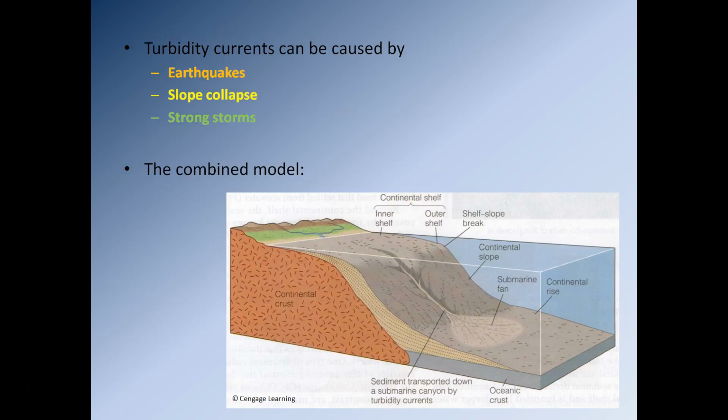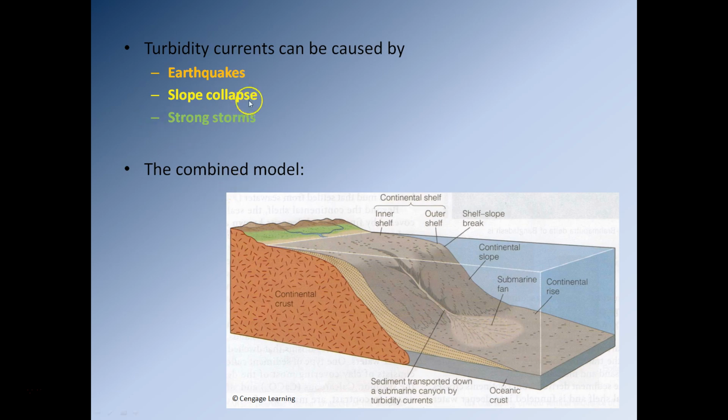So what's actually going to cause these turbidity currents? What's going to make them happen? Well, turbidity currents can be caused by one of three things. The first one is earthquakes. So simply an earthquake occurs, it shakes the continental shelf, any loose sediment here, essentially at the shelf slope break, will become loose and it will slide down the continental slope, producing a turbidity current. Not really that difficult to understand.